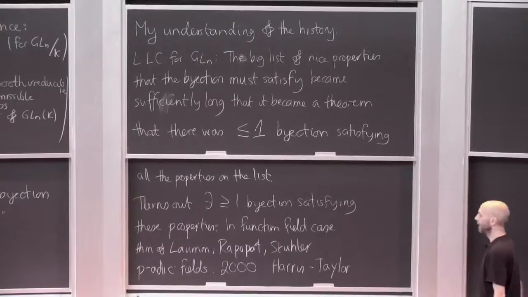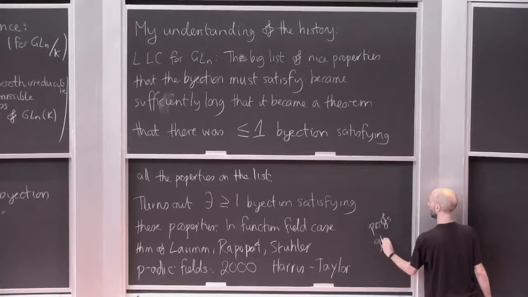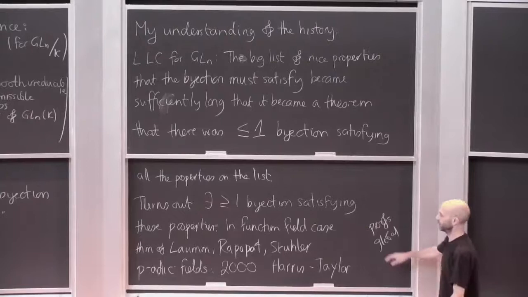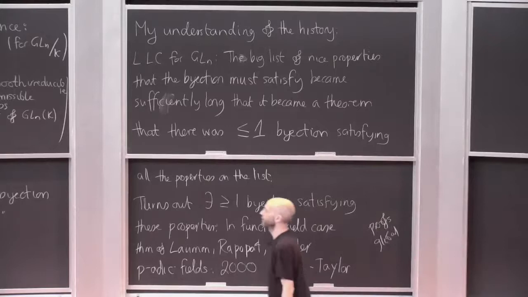And all the proofs are global. By which I mean, these are statements about p-adic fields, but the proofs involve number fields, even though the questions look purely local. The Galois group of a number field is much more complicated than the Galois group of a local field.